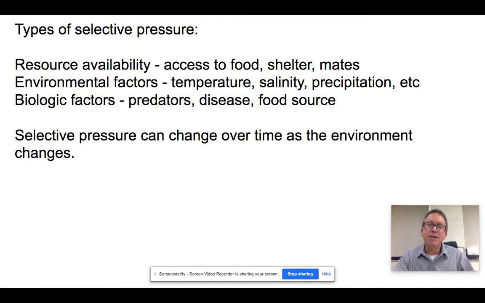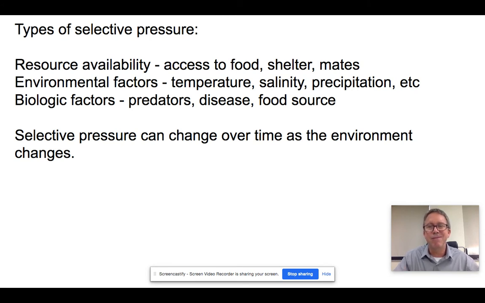So basically, we can look at selective pressure and think about what would cause selective pressure in nature. So basically, it comes down to resource availability. Access to food, shelter, and mates is an important thing. If you are more likely to get food, if you're more likely to find shelter, and if you're more likely to reproduce, your genes are going to get spread around more. And so whatever that mutation that you had that made you more likely to get food, more likely to find shelter, and more likely to find a mate, it's going to get spread throughout. It's going to become more common, and over time, all of the organisms of the species are going to have this.